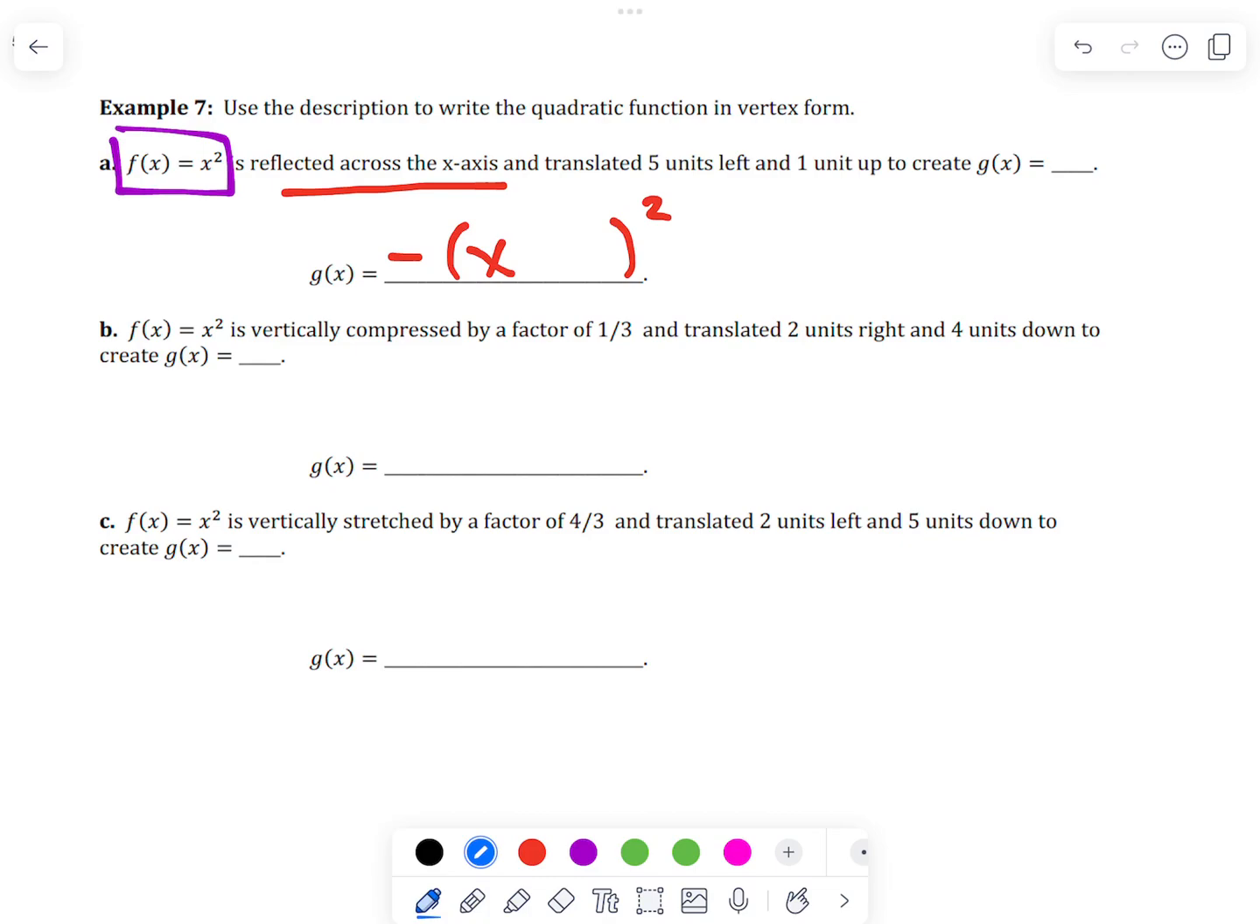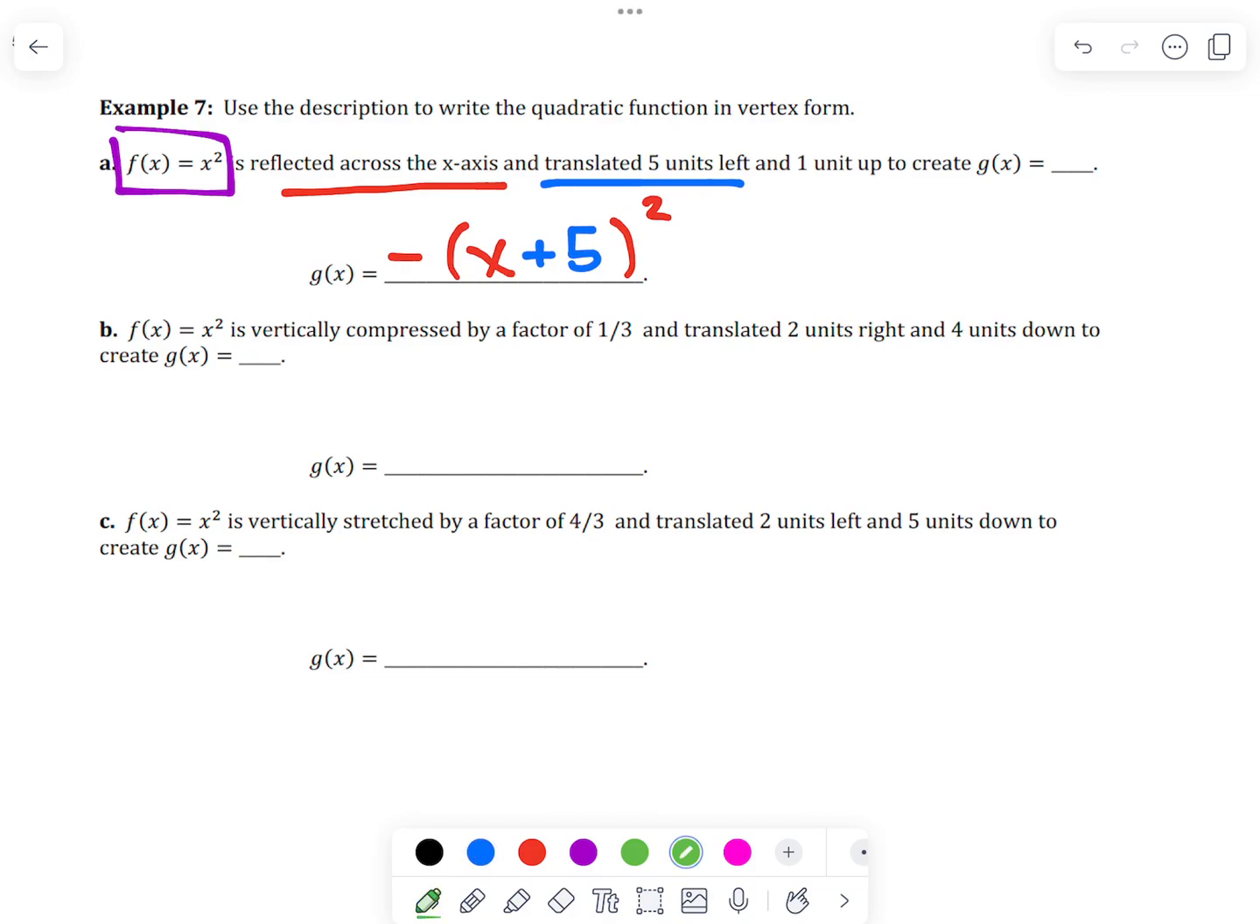Then we have 5 units to the left. So when you move left or right, it's always inside the function. And I always say think opposite. So it's going to be moving left. So it's going to be a plus 5.